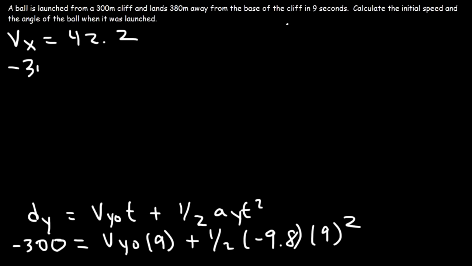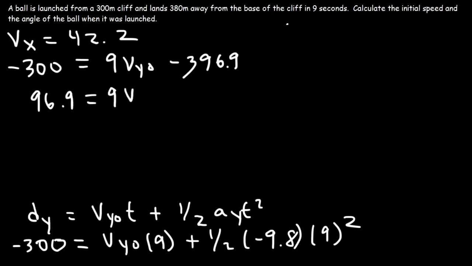So continuing with the equation that we have below, this is what we now have. Half of 9.8 is 4.9 times 9 squared, or 81. That's 396.9. So if we add 396.9 to both sides, negative 300 plus 396.9 is equal to 96.9. 96.9 divided by 9 will give us Vy initial, which is about 10.77 meters per second.